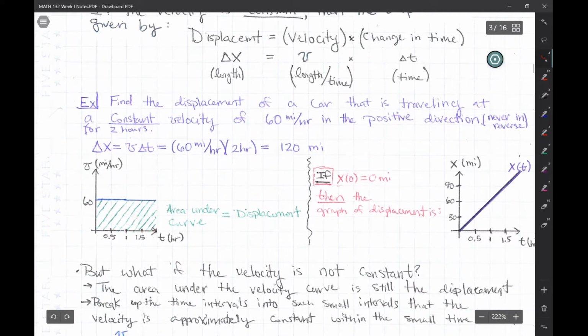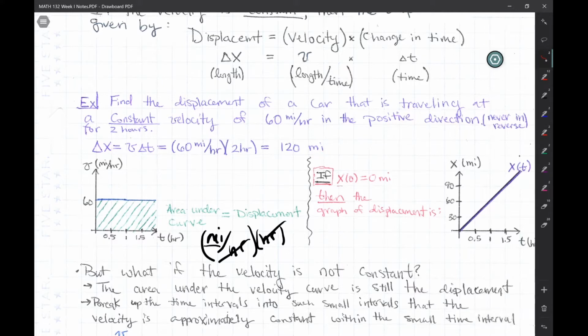And so you are getting miles per hour times hour in units. And you see that the hours cancel, and you end up with the miles that you see there. So we have the correct units, and the concept makes sense that we're looking for areas with the t-axis and the velocity axis there. Now, how would the position look?